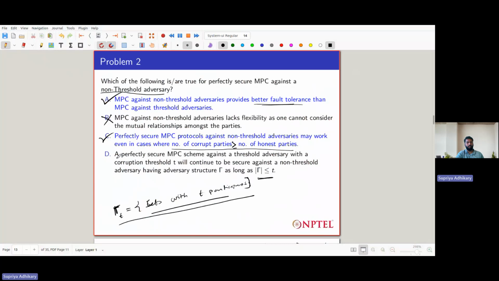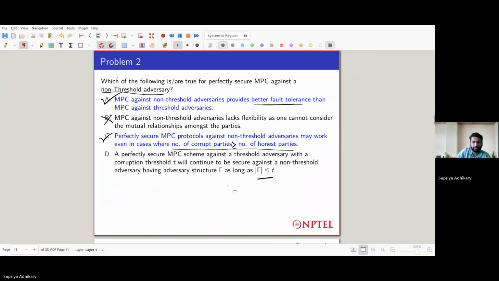And finally, what we have here is that a perfectly secure MPC scheme against a threshold adversary with a corruption threshold T will continue to be secure against a non-threshold adversary having the adversary structure gamma as long as gamma is less than or equal to T. Wait a minute. Okay. So this is actually not true.